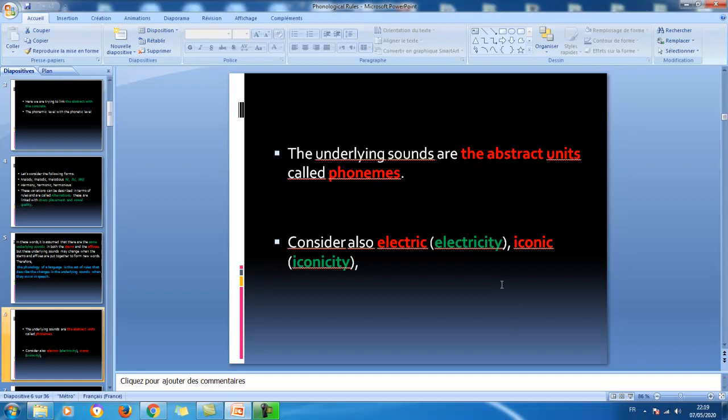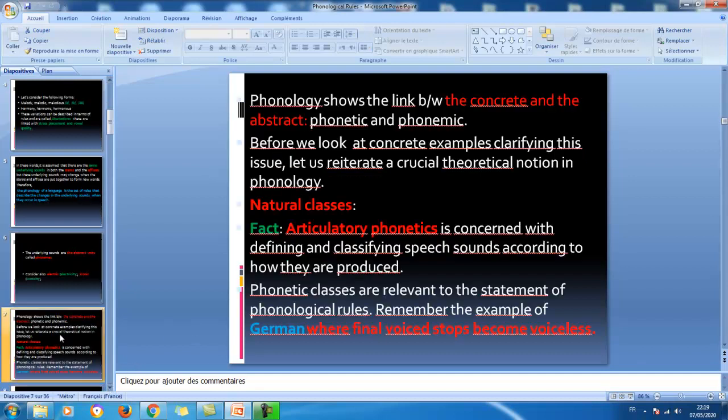It becomes electricity here. So we are trying to link two different levels, the abstract level and the concrete level here. Now this also applies to rules in general, and these are the things we are going to see later on in the other slides. But let us just state that phonology shows the link between the concrete and the abstract, the phonetic and the phonemic. We have just said that the phonetic is the concrete and the phonemic is the abstract.